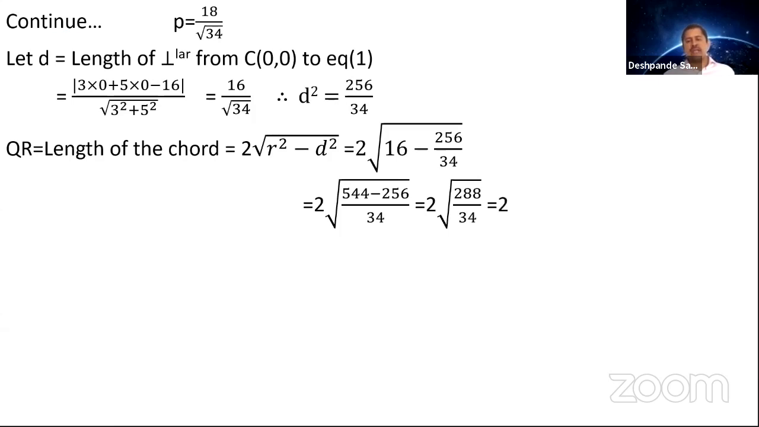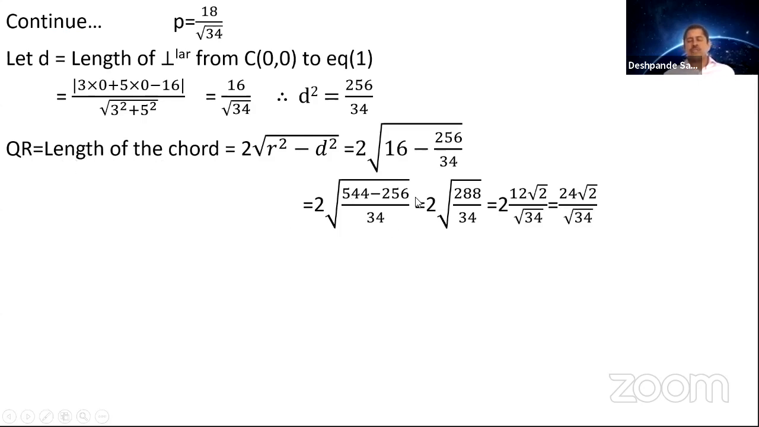So 288 you can write as 144 into 2. So 144 square root is 12. So 12 root 2 divided by root 34. So 2 into 12 is 24. 24 root 2 divided by root 34. So you got the QR value now here.